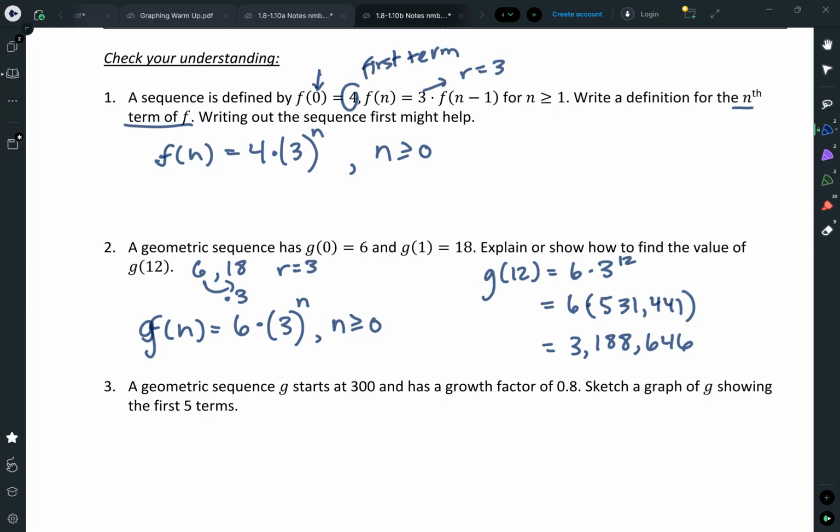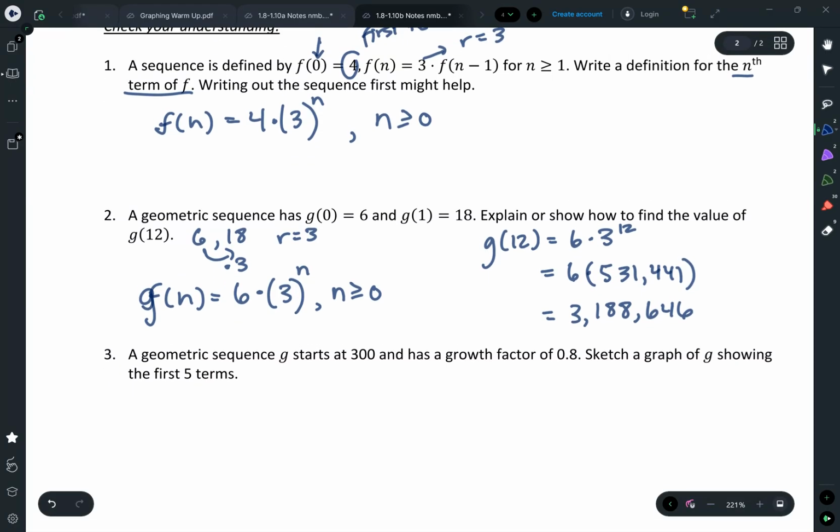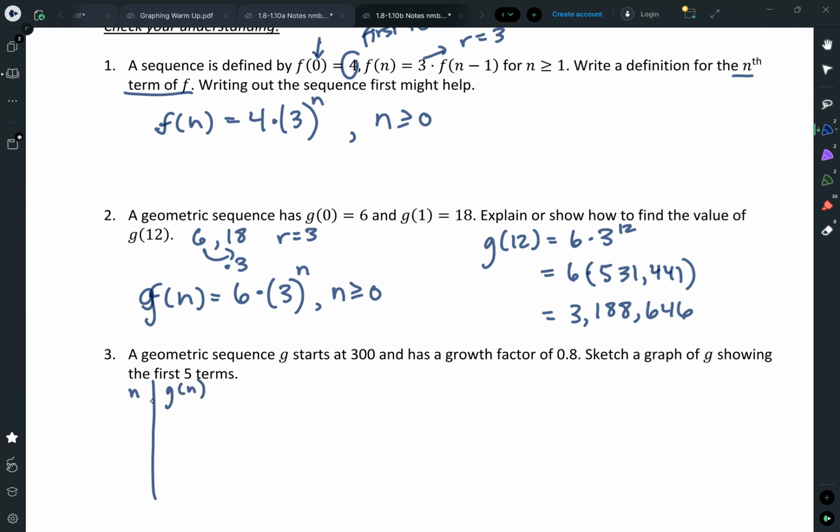All right, last one. A geometric sequence G starts at 300 and has a growth factor of 0.8. So that means sketch a graph showing the first 5 terms. So n and g of n. So my first term is 300. I could call it 0 term also. My second term, I would multiply that one by 0.8. That's going to be 240.